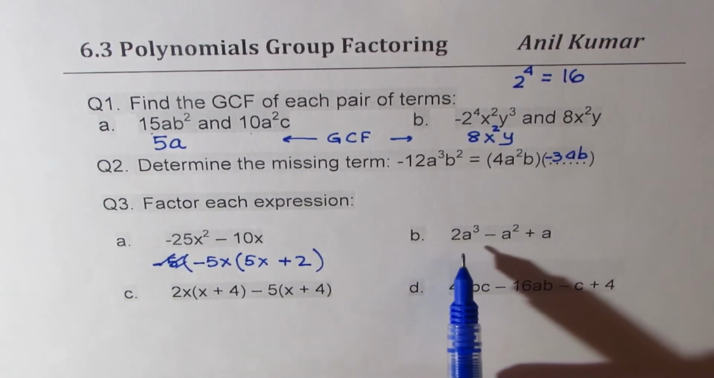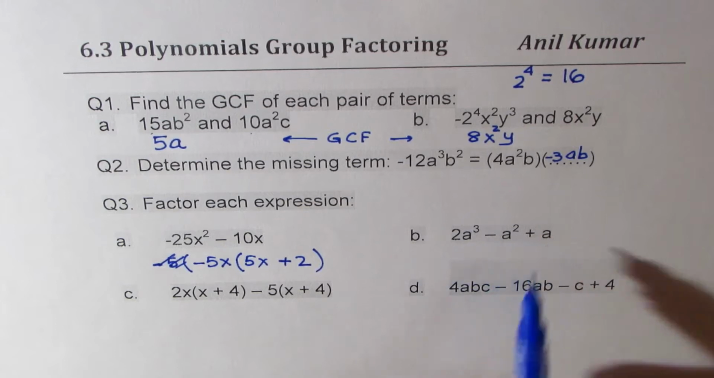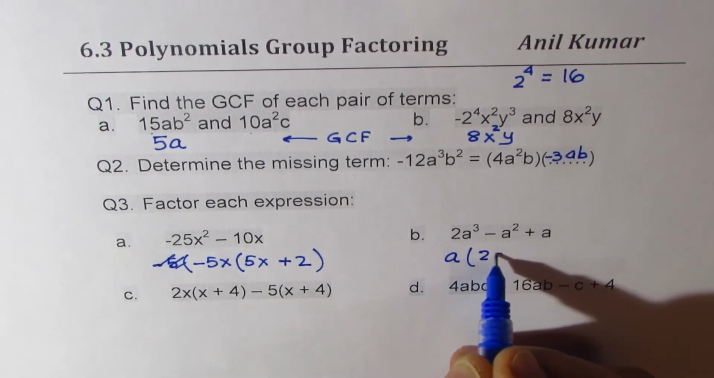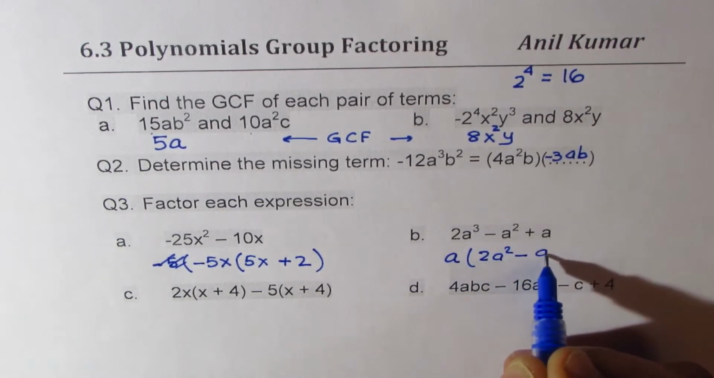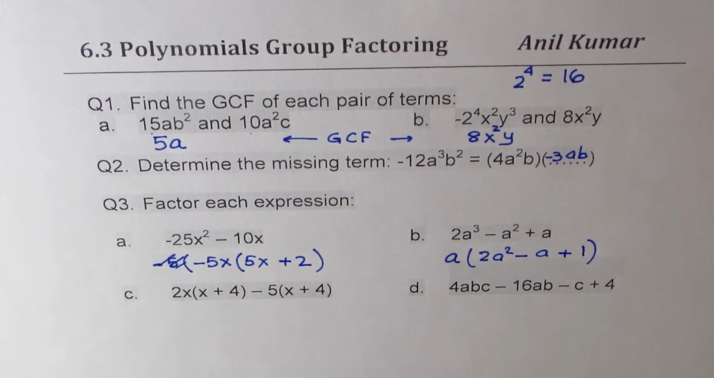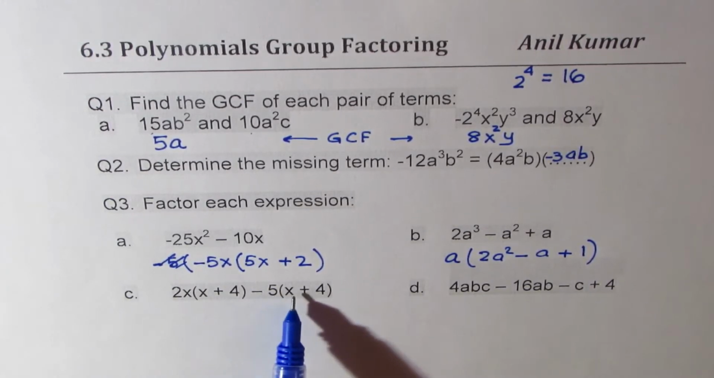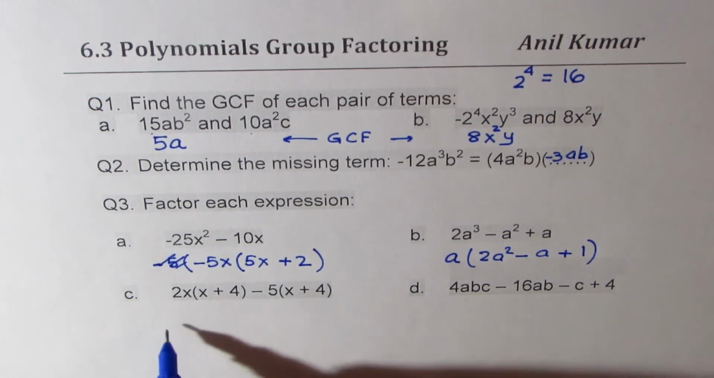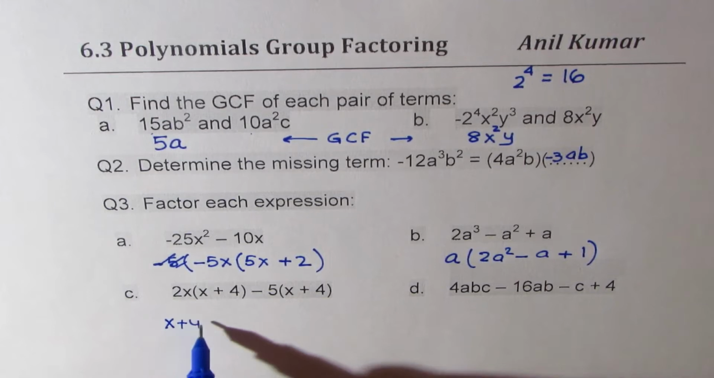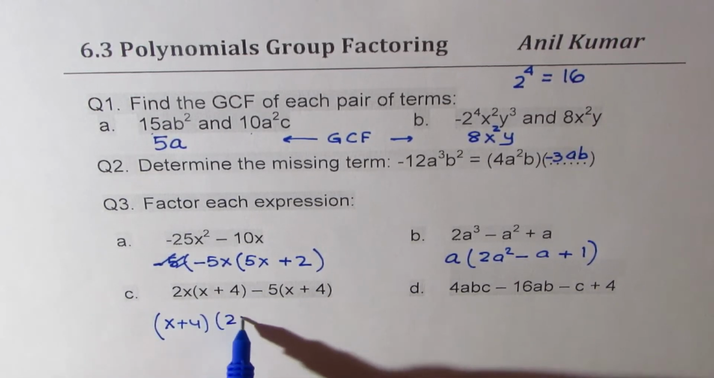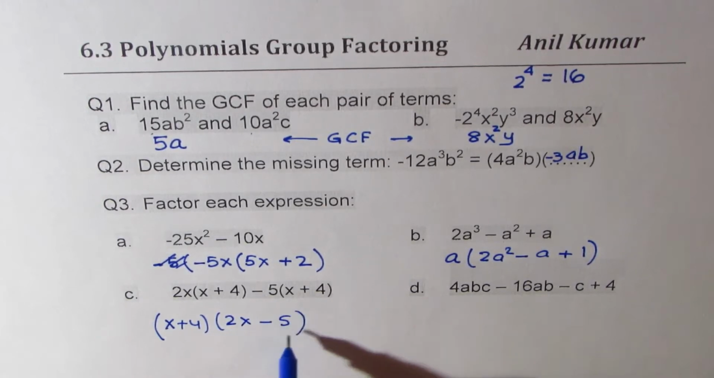Part B. 2a cube minus a square plus a. The only common factor is a, and we are left with 2a square minus a plus 1, right? C. 2x times x plus 4 minus 5 times x plus 4. Now x plus 4 is a common factor, so we can write x plus 4 here, and then we are left with 2x from the first term and minus 5 from the second term.